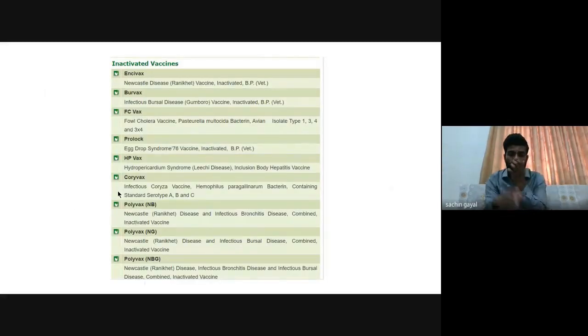This is the list which gives protection for the poultry diseases against Newcastle disease, infectious bursal disease, or fowl cholera. These are the various preparations which contain oil emulsion. That is, in all these vaccines, oil emulsion is used as an adjuvant to enhance the immune response.